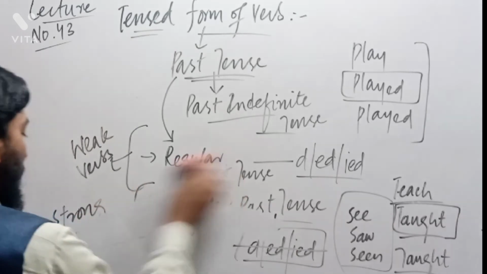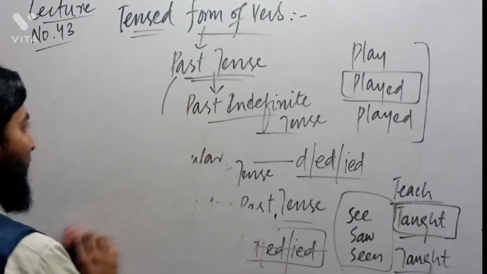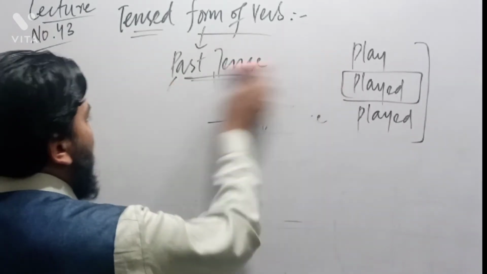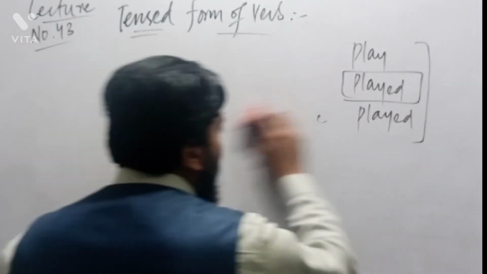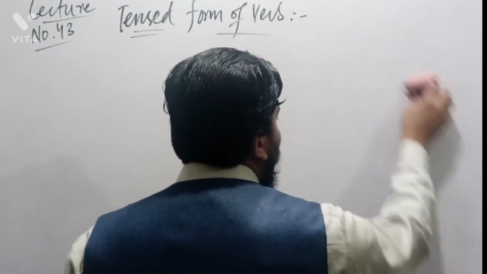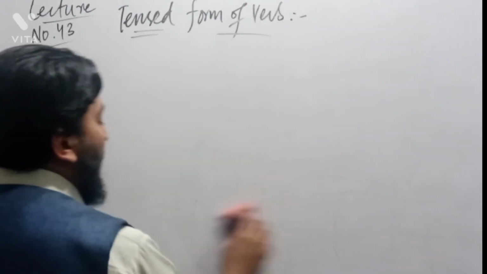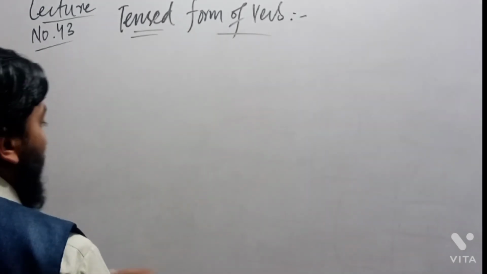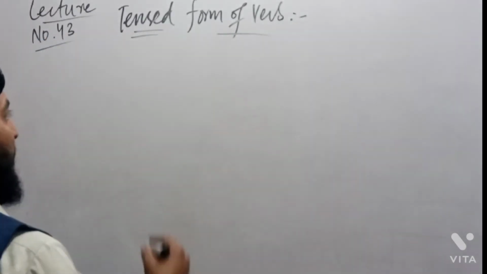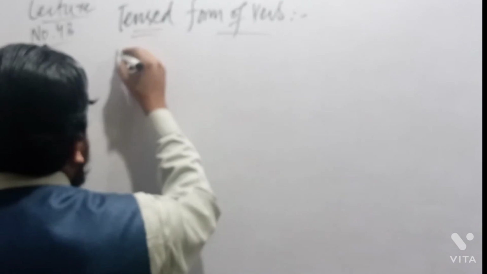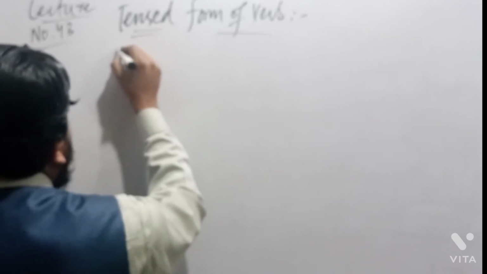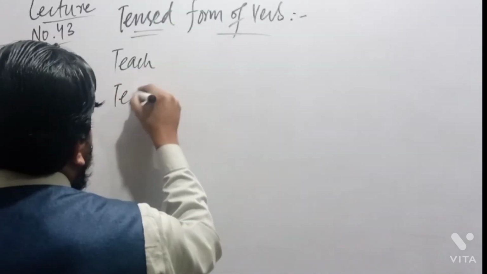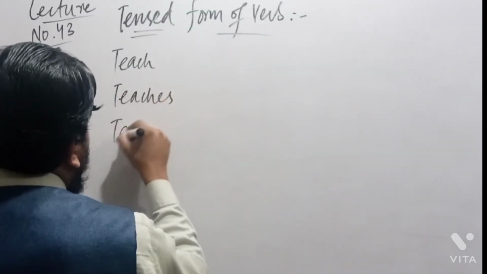When I say that tense form is divided into two types, one is present tense and the second one is past tense. Present tense is that tense which gives me such a verb that shows that very time to me, that action that shows that very time to me that I am from present. So I say, let's suppose teach, teaches, and taught.